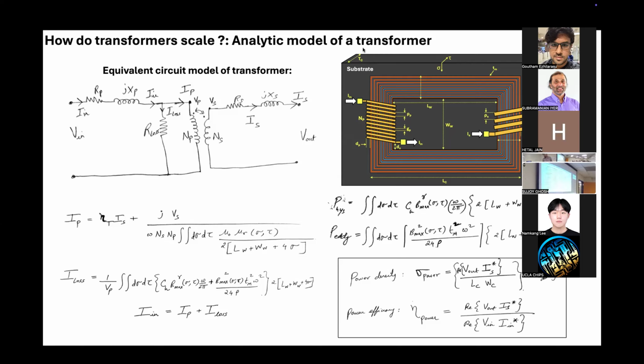What output voltage do you assume? Yeah, I assumed one amp. Yeah.